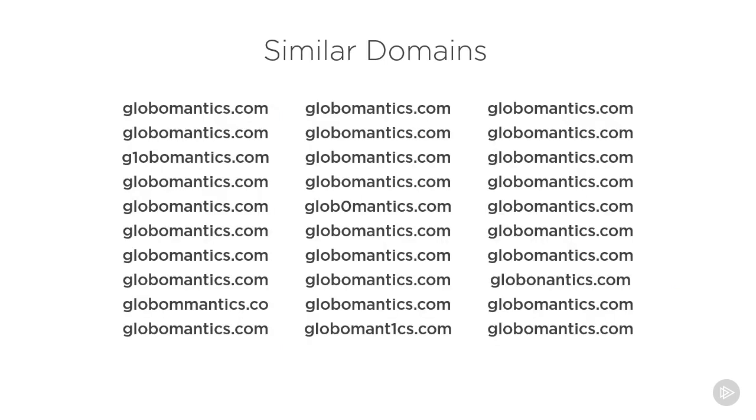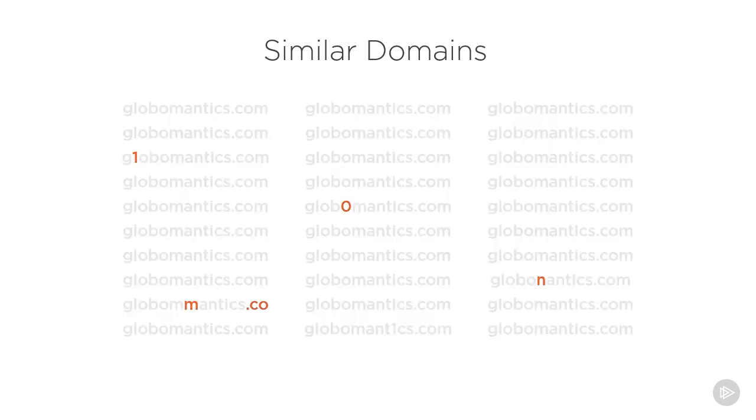To give you a better idea, let's consider the following example. How many similar domains to the globalmantics.com domain can you identify? Well, the correct answer is 4. Users can get tricked by this tactic when they don't pay attention to the domain.